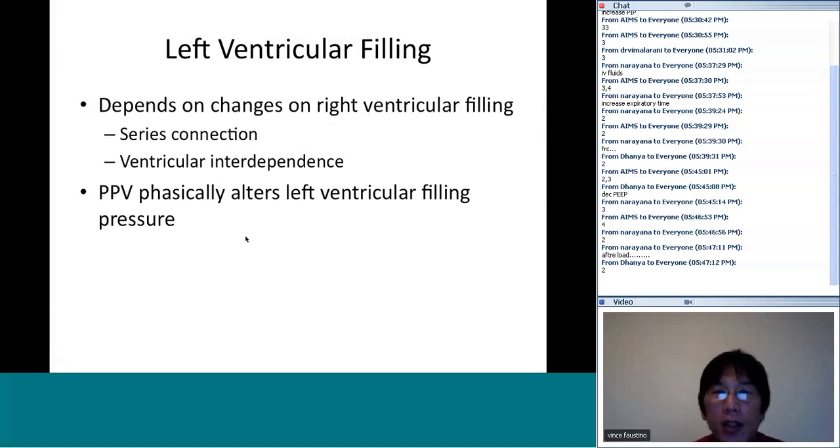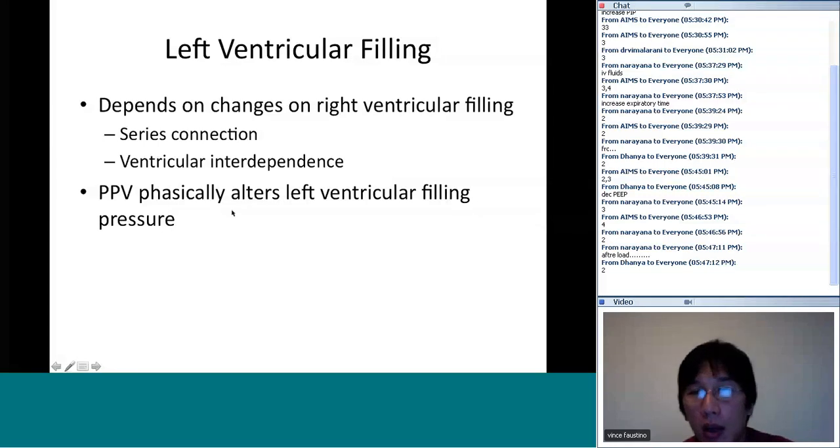In terms of left ventricular filling, this is less of an issue for the left side of the heart. The effect of positive pressure ventilation on the left atrium is much less. It's dependent on the right ventricular filling because the left and the right side are in series connection, and we're going to talk about ventricular interdependence later. But with positive pressure ventilation, depending on whether you're inspiratory or expiratory, that can have some effect on your left ventricular filling pressure. But again, as I mentioned earlier, this is very minor. What you need to remember for the left heart is the effect on the afterload.